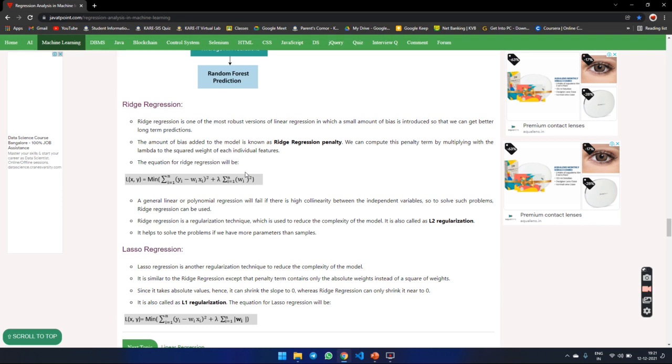General linear or polynomial regression will fail if there is high collinearity between independent variables. To solve such a problem, ridge regression can be used. Ridge regression is a regression technique which we use to reduce the complexity of the model. It is also called L2 regularization and helps to solve the problem if we have more than one parameter that is the same.